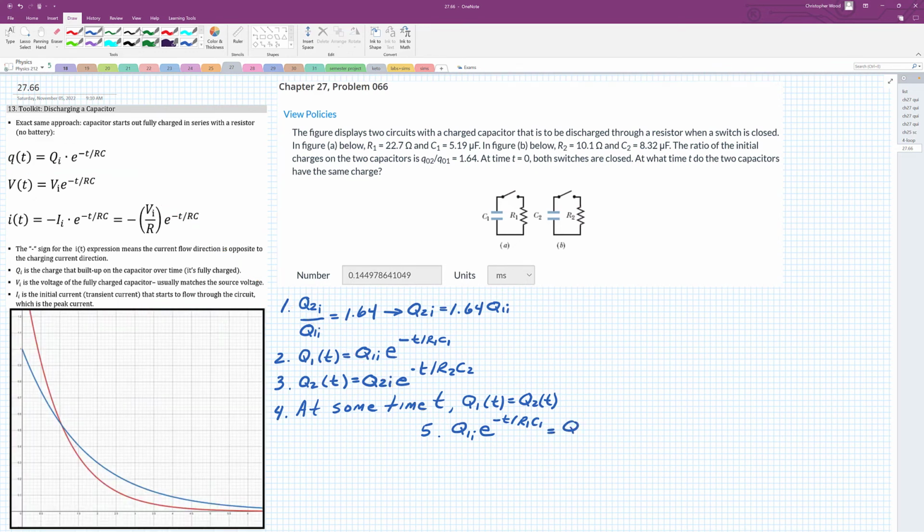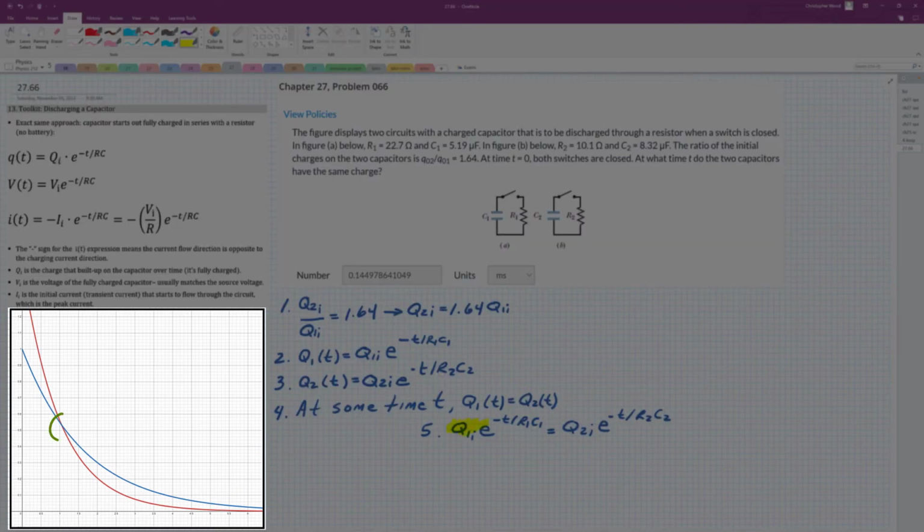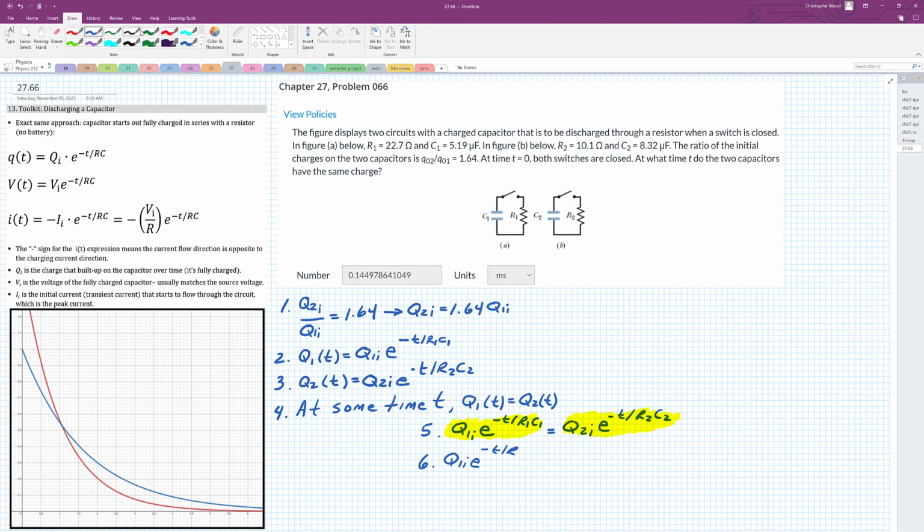Capacitor C1 and capacitor C2 are discharging at different rates, but at some point in time they happen to have the same charge. I'm going to rewrite step 5 and this time replace Q2 with the equivalence I got in step number 1. Okay, at this point I'm pretty much done.